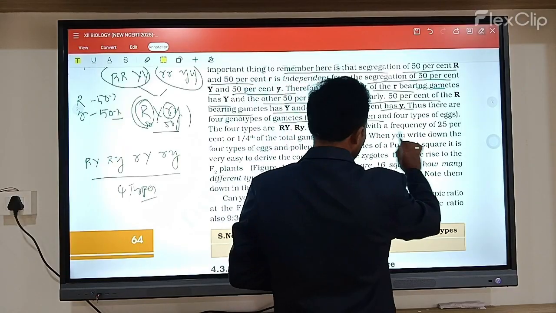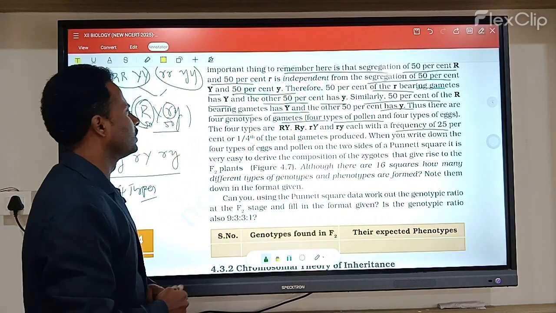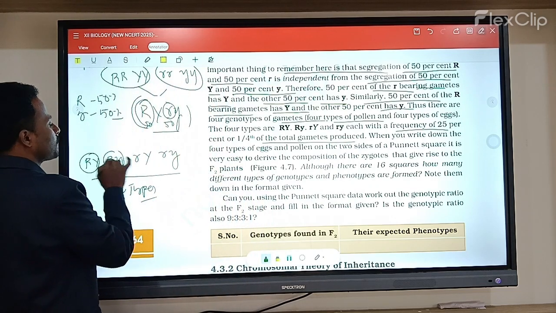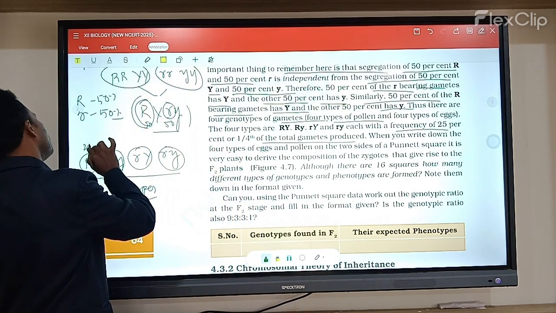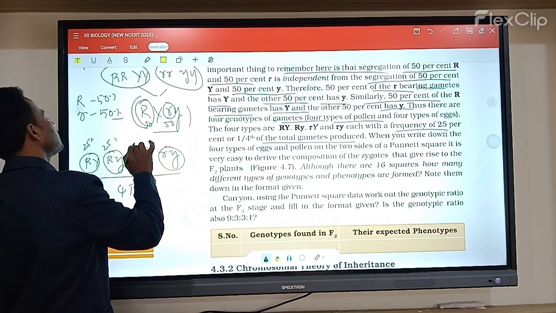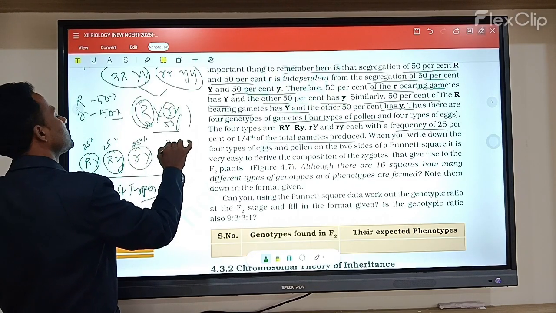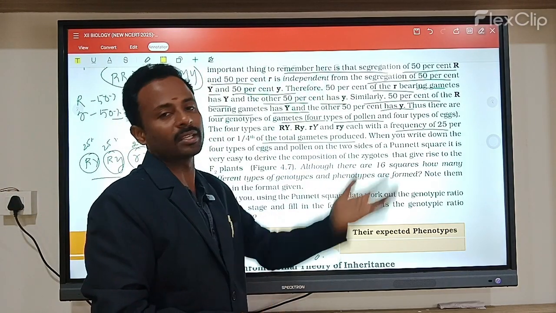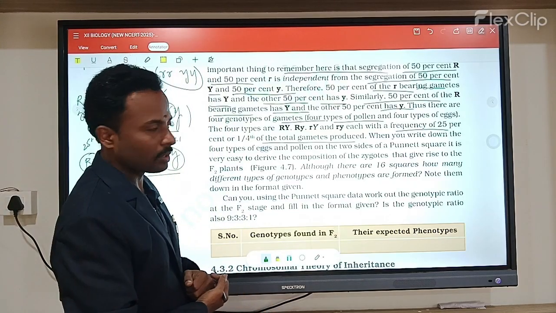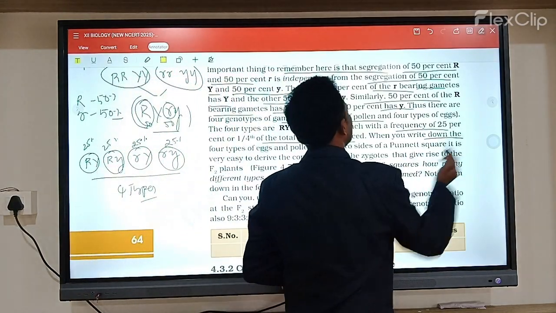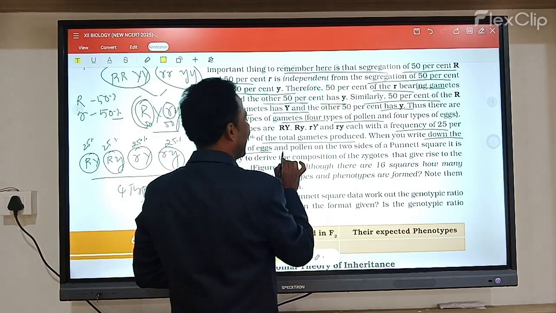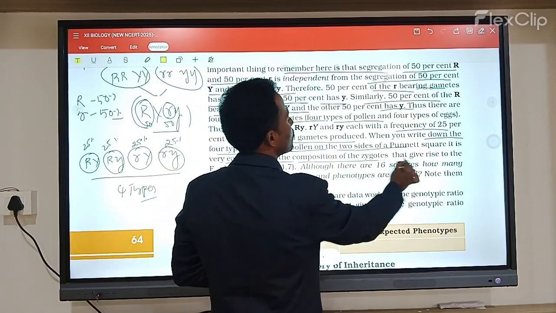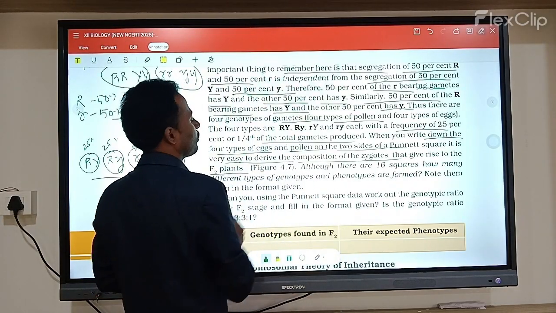Each we frequently observe to be 25%, one fourth of the total gametes produced. So when taking these 4 gametes, they form 25%, 25%, 25% and 25%. So the entire gametes are forming here within the process. When you write down the 4 types of eggs and pollen on the 2 sides of the Punnett square, it is very easy to derive the composition of the zygote that gives the F2 generation.